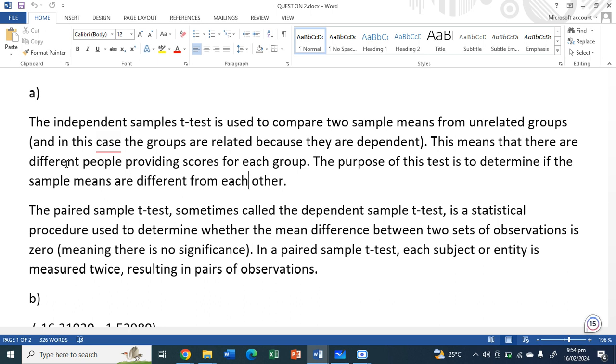But if the averages are different, then you can say there is something significant.